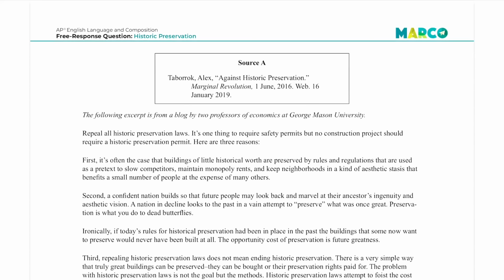Source A, it says Alex Tabarrok against historic preservation. Well, that's really useful, isn't it, right? I already know that this person is against historic preservation. I know it was written in 2016, which is pretty recent. And then I get this really nice summary here. It says the following excerpt is from a blog by 2 professors of economics at George Mason University. So I already know the person's perspective. It's 2 people. They are economics professors, and they don't like historic preservation, I'm gonna guess, just based on the title. So, their first sentence, repeal all historic preservation laws.